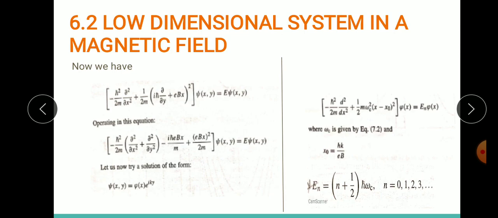Thus, we can see that the energy of the electrons, due to the effect of the magnetic field, depends on n and the frequency omega c.